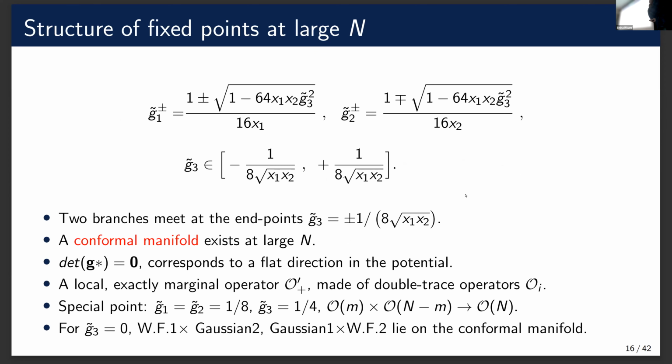And at every point on the conformal manifold, you can see that the matrix of the couplings is actually equal to 0, and this corresponds to a flat direction in the potential. Okay. Later on, we will show that at large N we can also find an exactly marginal operator that is made out of all these double trace operators that we mentioned.